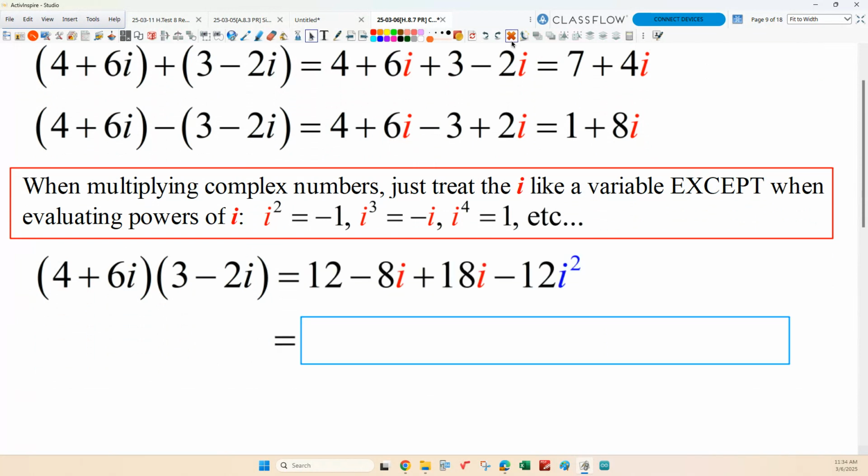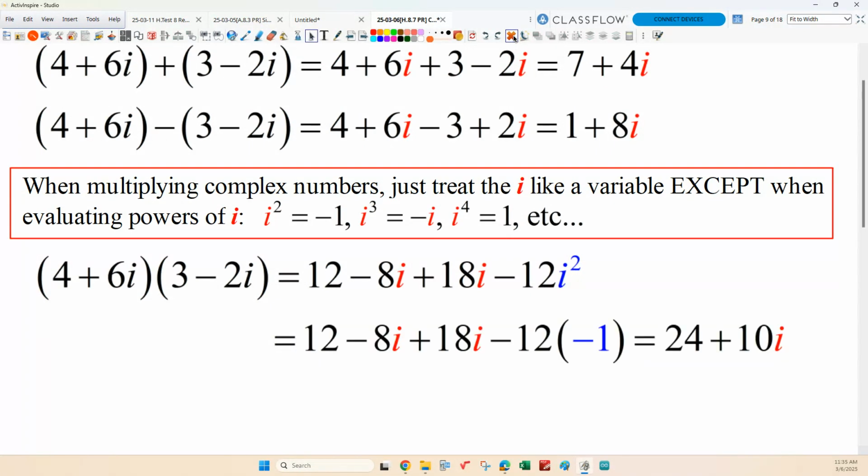So we would FOIL this out like normal. 4 times 3 is 12. 4 times -2i is -8i. 6i times 3 is 18i. 6i times -2i is -12i squared. But what does -12i squared become? 12. Anytime we have an i squared, that converts to a -1, and so it just flips the sign of that term, right?